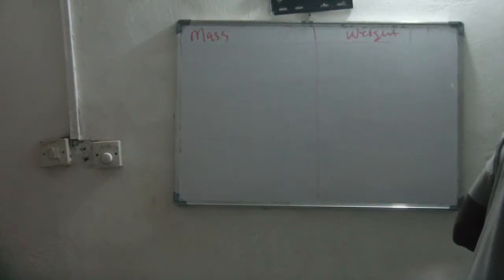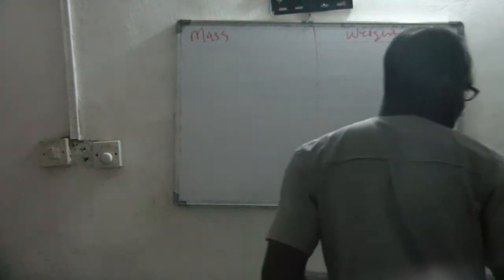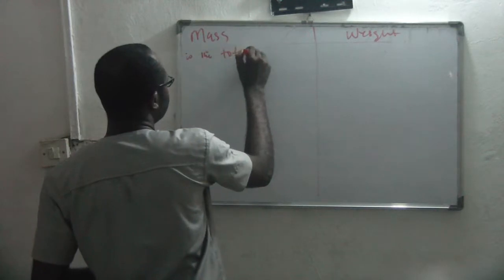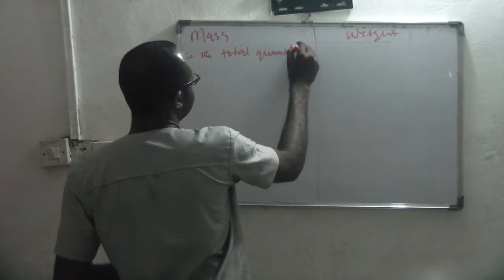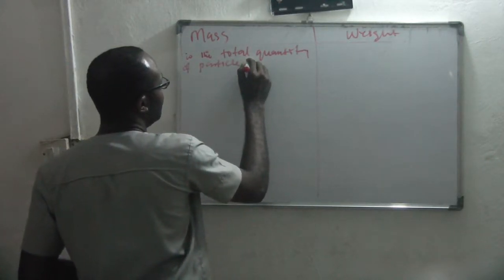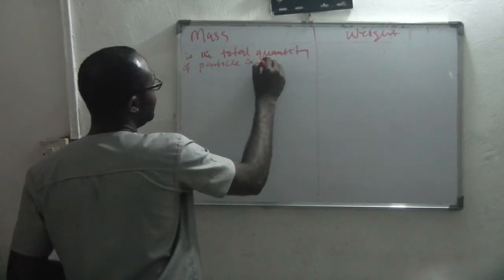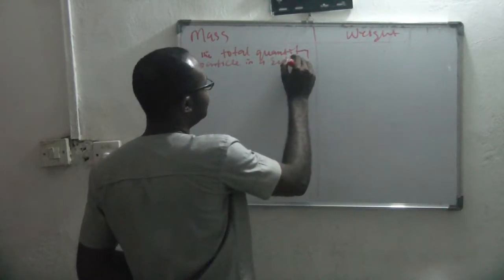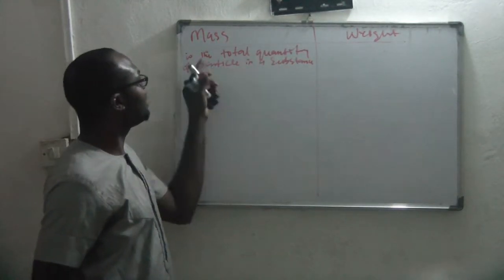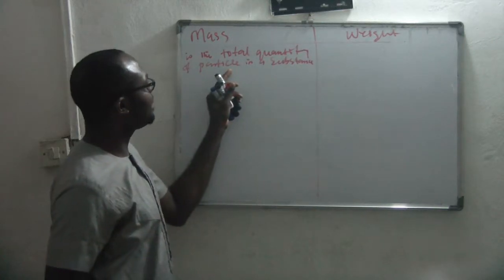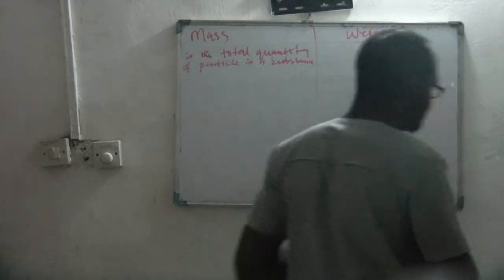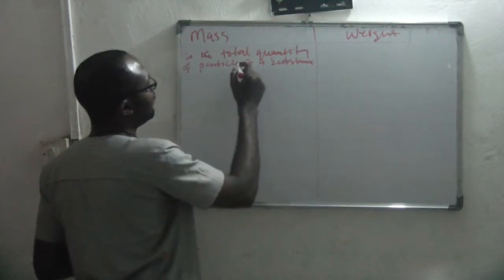Mass is the total quantity of particles in a substance. Or you can also say it's the total quantity of matter in a substance.